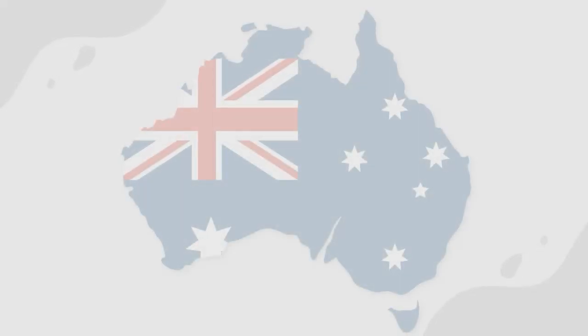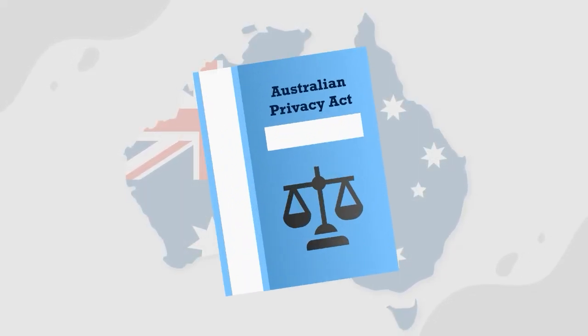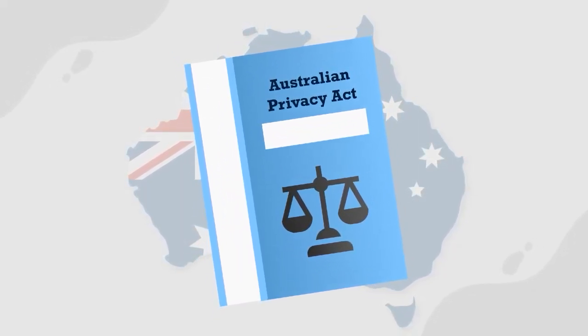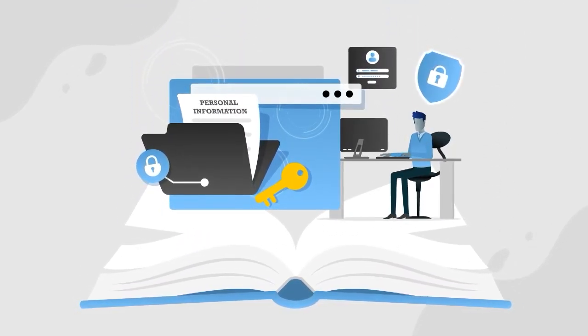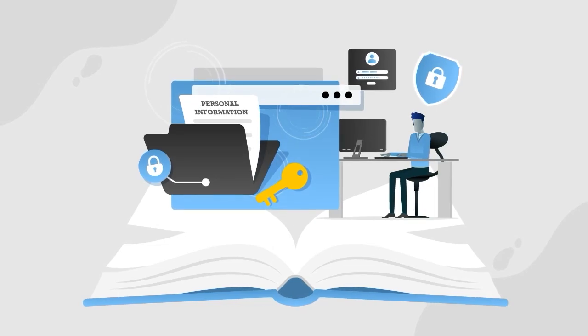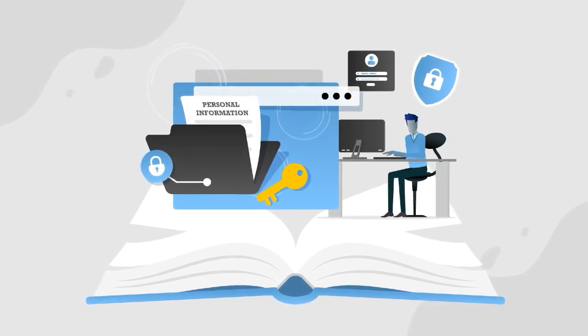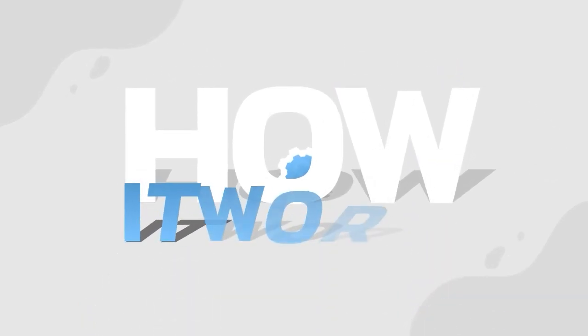In this training, we're going to be talking about the Australian Privacy Act, which is a vital piece of legislation that was introduced to protect the privacy of individuals and govern how personal information should be handled by Australian organizations. So, how does it work?